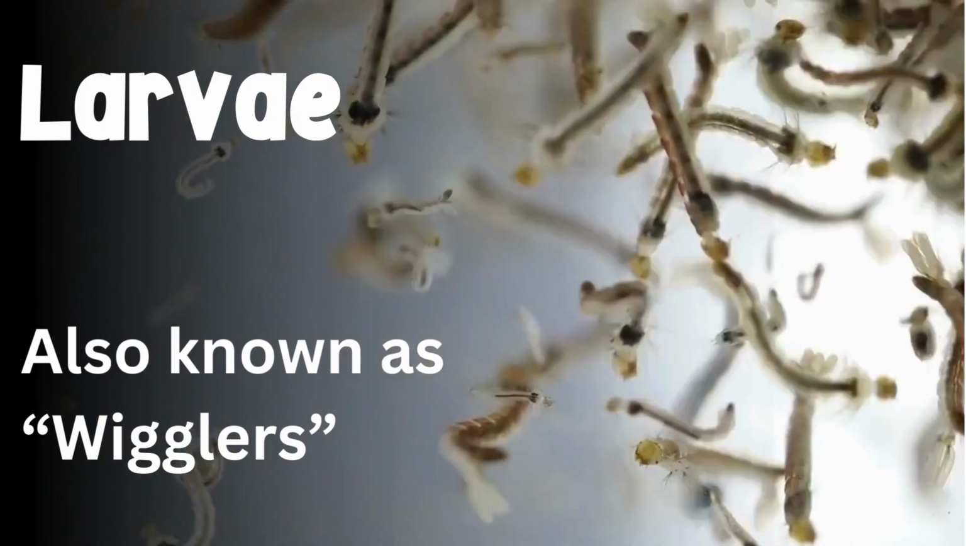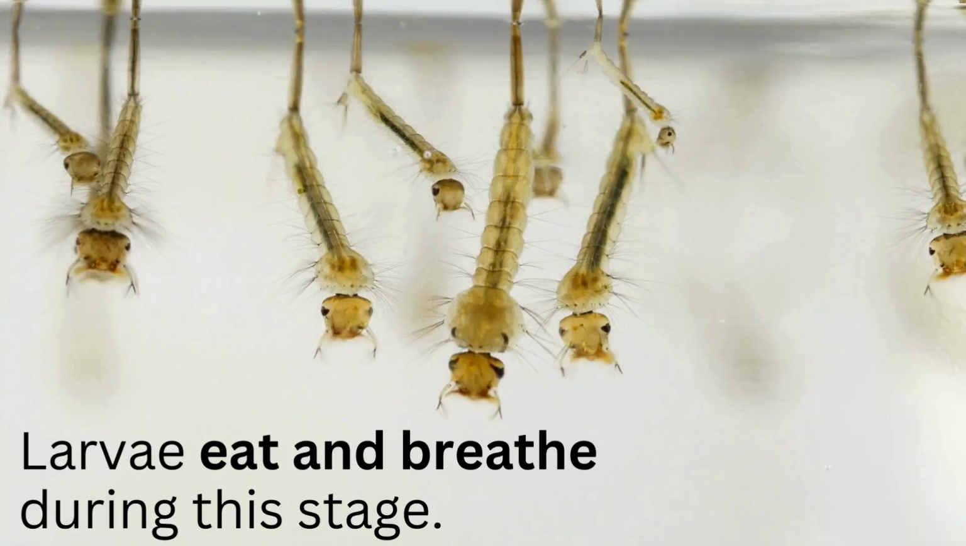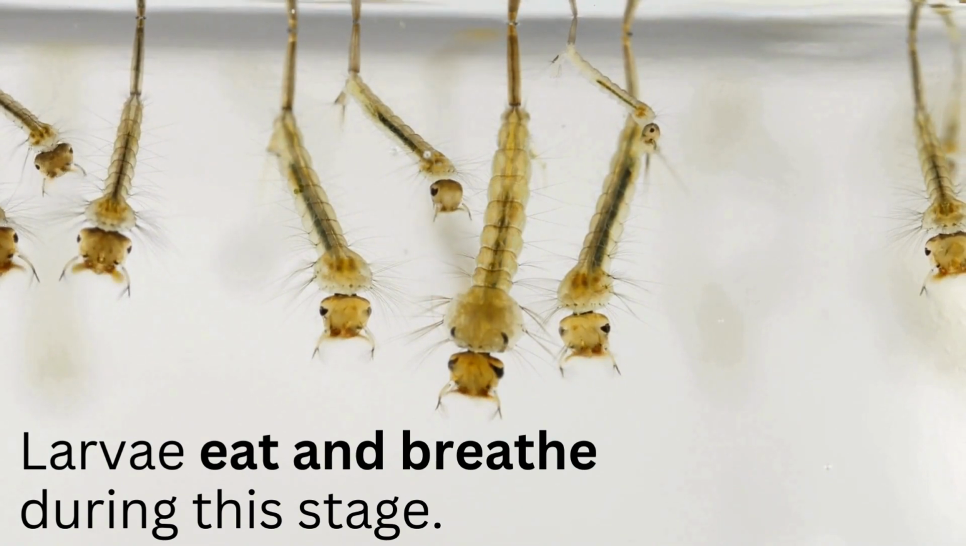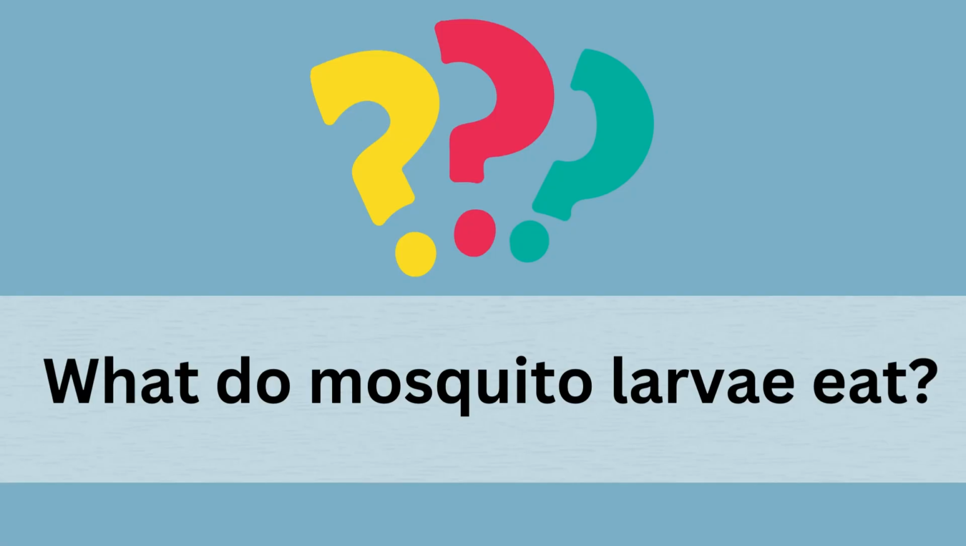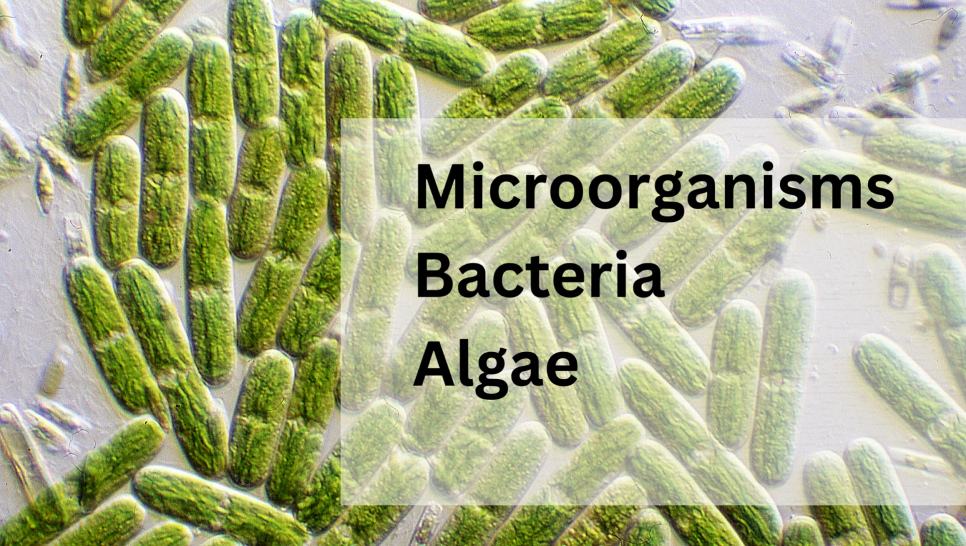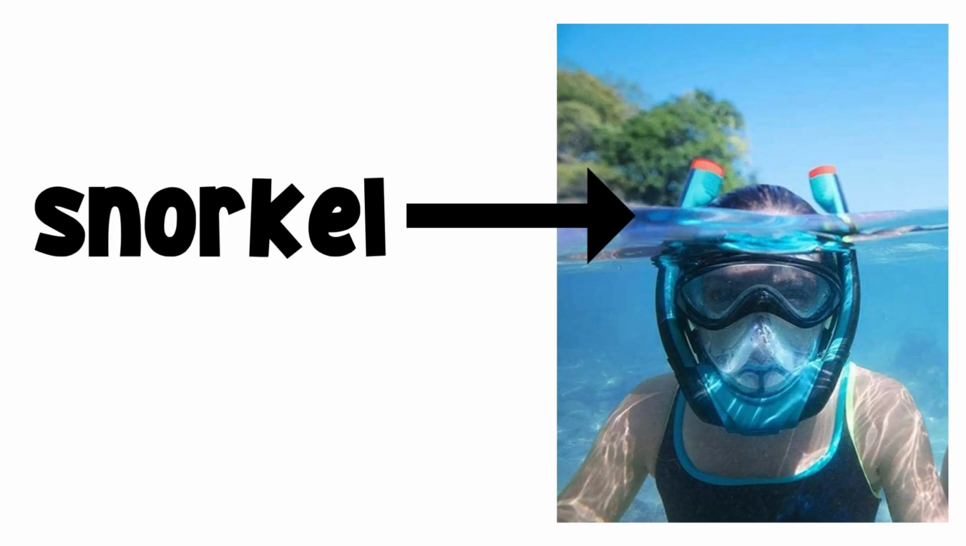Larvae are also known as wigglers because of the way they swim. During this stage of the life cycle, larvae are eating and breathing. What are they eating in that yucky stagnant water? Well, it's microorganisms, bacteria, and algae found in that water. Larvae breathe through something called a siphon, which is kind of like a snorkel, and they stick it out of the water and they breathe through it.